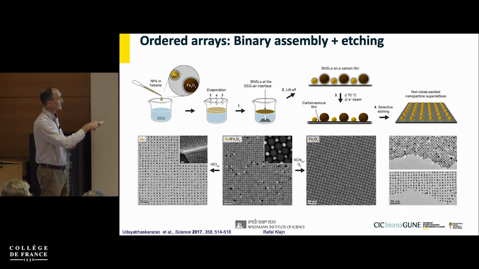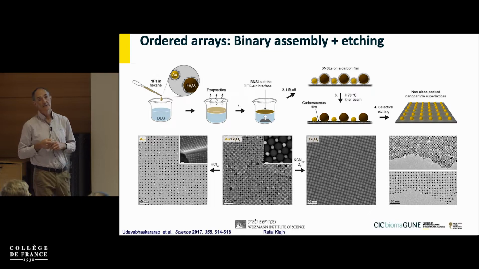So with hydrochloric acid, you would not dissolve gold. You would only dissolve the iron oxide. With cyanide at the right pH, you would dissolve gold, but not the iron oxide.